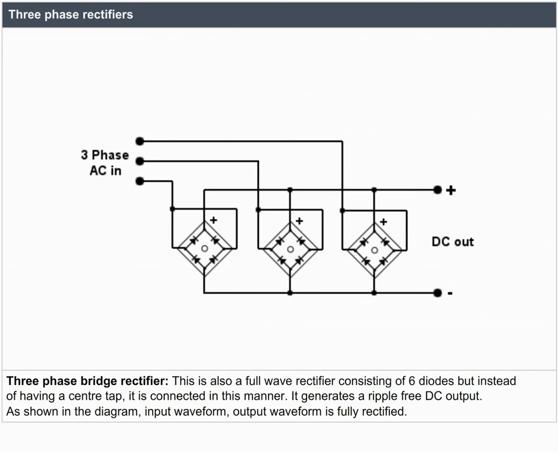Three-phase bridge rectifier. This is also a full-wave rectifier consisting of 6 diodes, but instead of having a center tap, it is connected in this manner. It generates a ripple-free DC output. As shown in the diagram, the input waveform and output waveform are fully rectified.